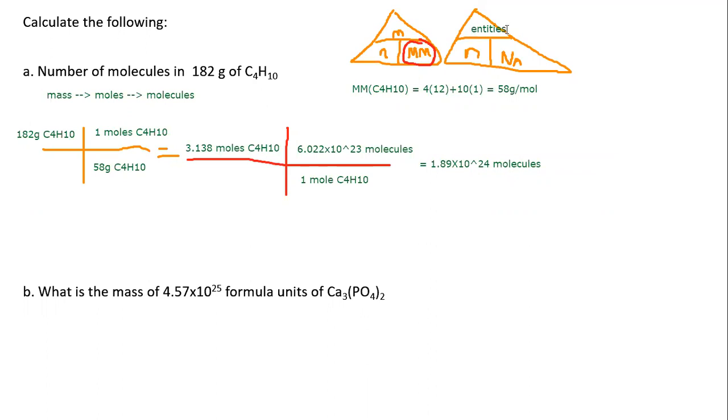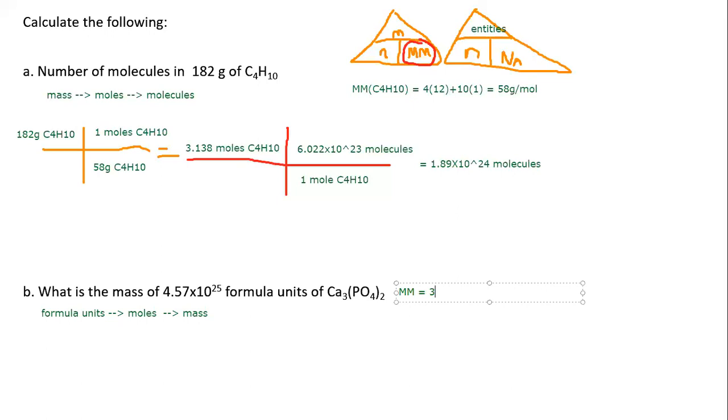So here we're starting with entities, and we need to get to mass. To go from entities to mass, we have to go through moles. So we're going to take the formula units, convert it to moles, and then convert to mass. We're kind of going backwards from what we did in the first problem. Now, before we do this, it's best to go ahead and get our molar mass of calcium phosphate.